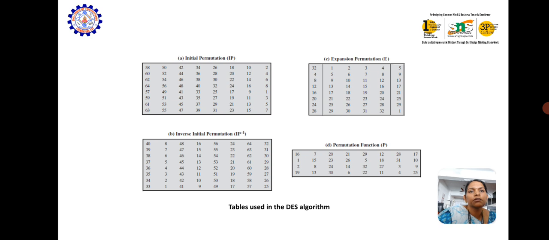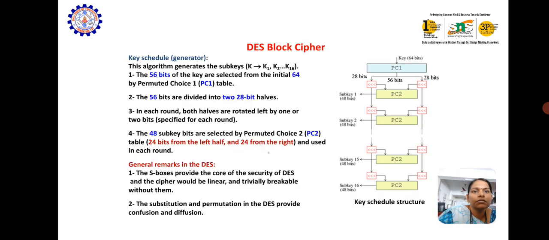Next, let us see the flowchart of this. Here the key schedule is generated. The algorithm generates subkeys K1 to K16: the 56 bits of key are selected from the initial 64 by permutation choice 1, and the 56 bits are divided into two 28-bit halves. In each round, both halves are rotated left by 1 or 2 bits. Then the 48 subkey bits are selected by permutation choice 2 and used in each round.